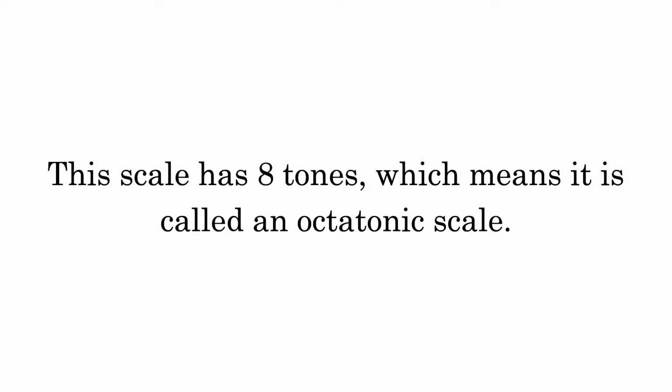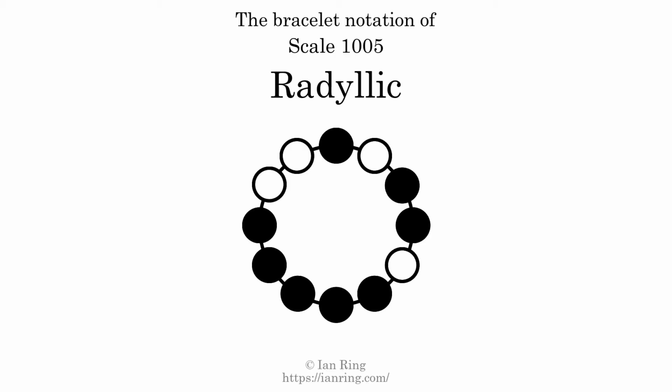This scale has 8 tones, which means it is called an octatonic scale. This is a bracelet notation diagram of scale 1005. The shaded circles represent tones that appear in the scale, and they are read clockwise, starting at the top.